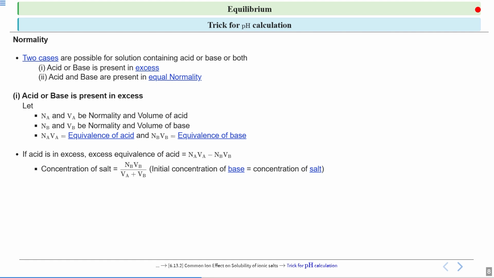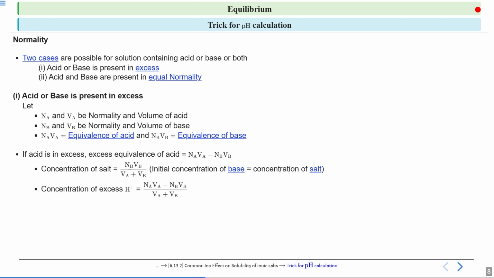Now, if I ask what the concentration is, it's very simple. If I am talking about the salt concentration, since your base is present in minimum amount, it will be wholly converted into the salt, and the salt's equivalence equals the base equivalent. So NbVb will equal the salt's equivalence, and when we divide this by the total volume, which is volume of acid plus volume of base, we will get the concentration of salt.